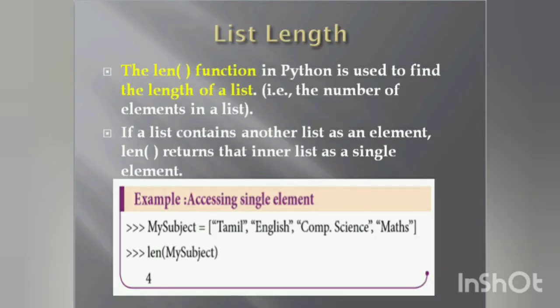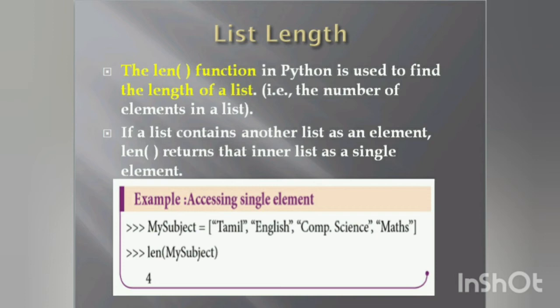Now we'll see about list length. The len function in Python is used to find the length of a list, that is, the number of elements in a list. If you want to find out the total number of elements in a list, you can easily find it by using this len function.